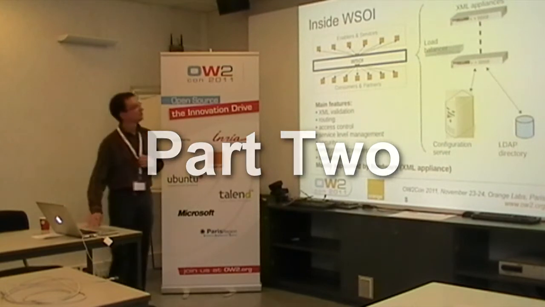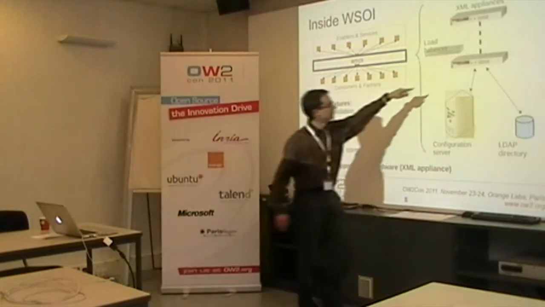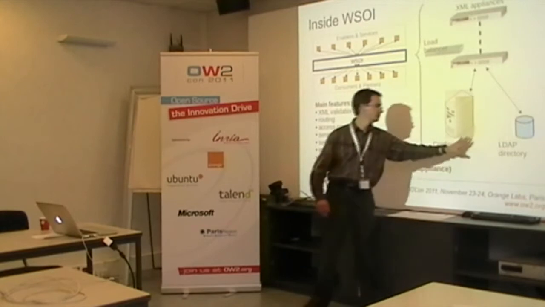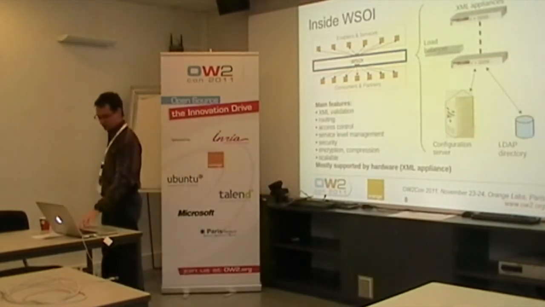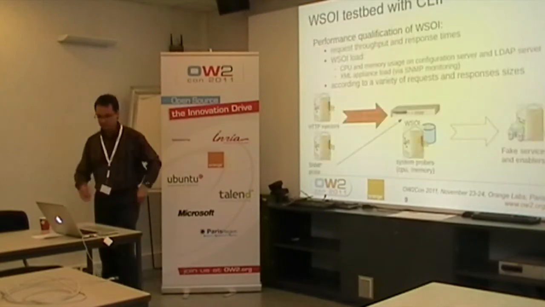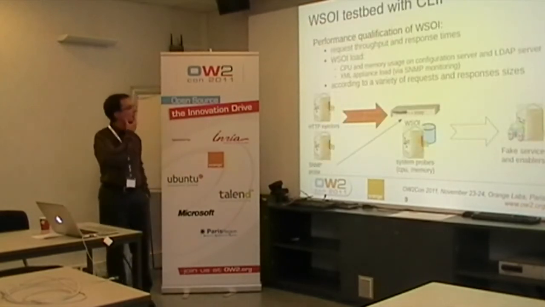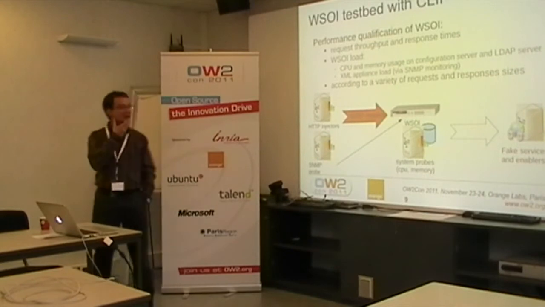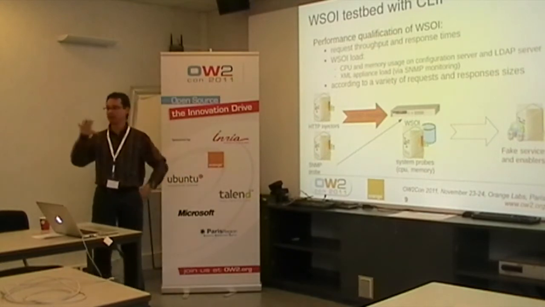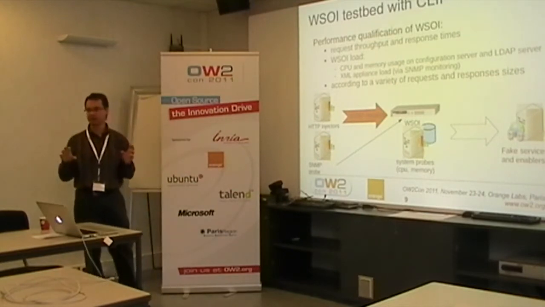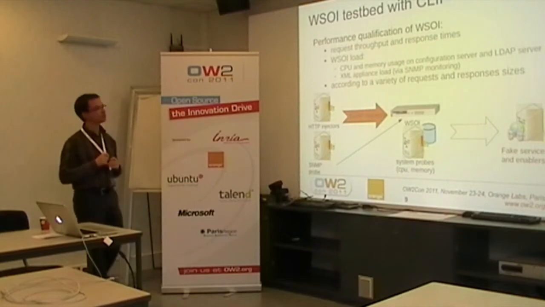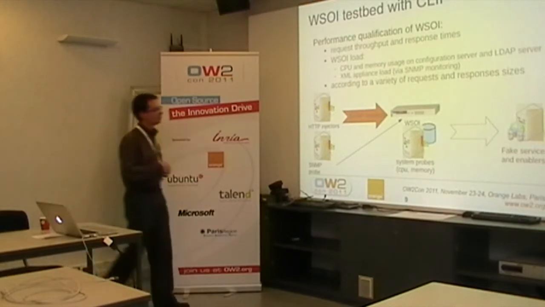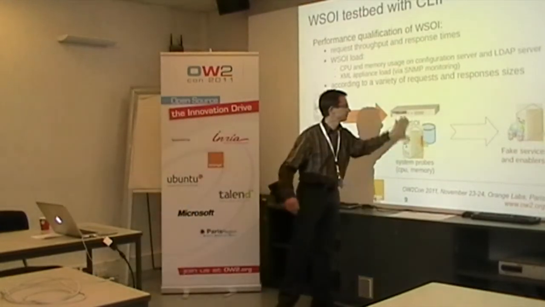This is mostly supported by this hardware here, with a backend here for configuring this appliance. So how do we test this thing? Well, our goal is to qualify the infrastructure itself. We don't want to qualify the performance of the enablers, services, and end-user services. We just want to know the performance of this block here.